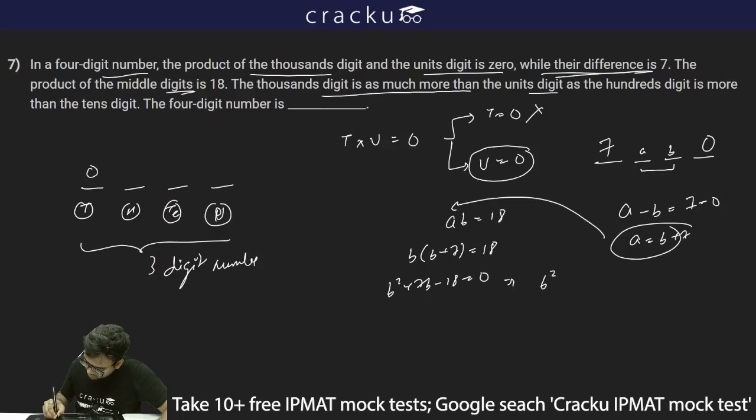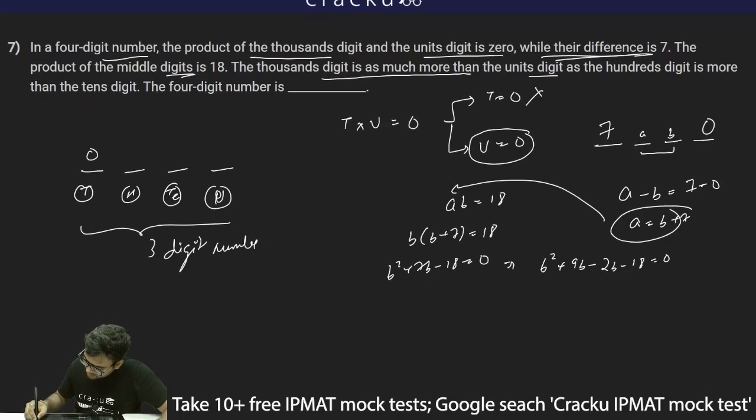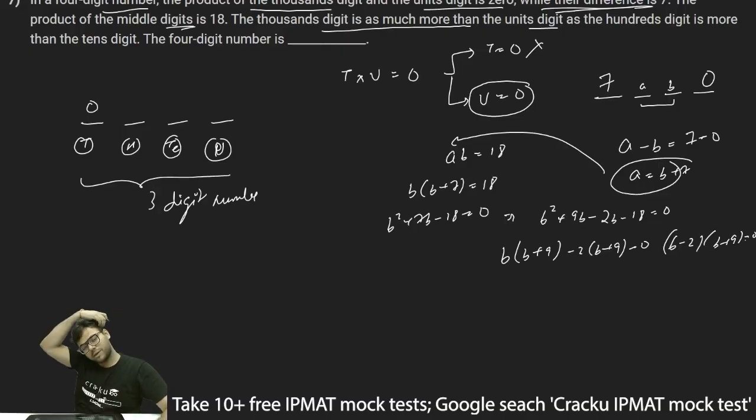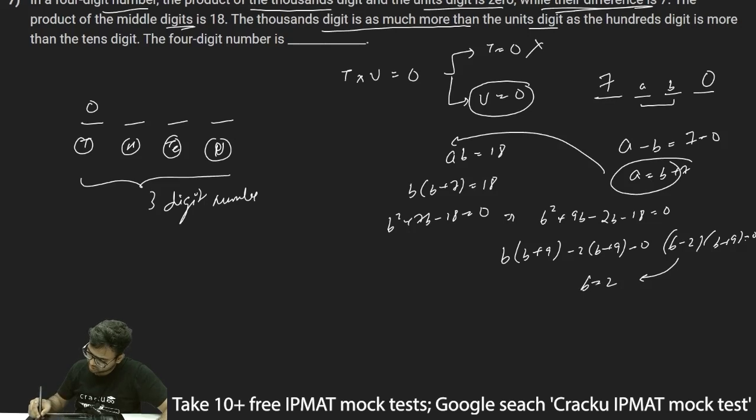This will be equal to b square plus 9b minus 2b minus 18 is equal to 0. And thus this will be b into b plus 9 minus 2 into b plus 9 equal to 0. And thus b minus 2 and b plus 9 equal to 0. A digit can never be a negative number. So this will give me two solutions, which is b equal to 2 or b equal to minus 9.